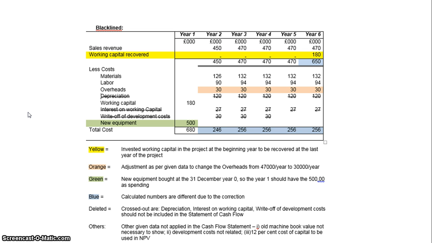In addition, what you're going to add is new equipment costing £500,000, which will be purchased on the 31st December. And assume that all other cash flows occur at the end of the year. So for new equipment, you have an expenditure of 500,000.